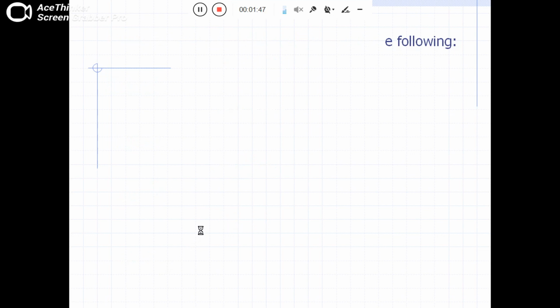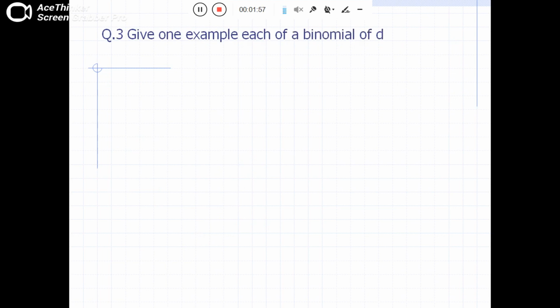See question number 3. In this third question, give one example each of a binomial of degree 35 and a monomial of degree 100. We are going to give two examples here. First, a binomial of degree 35.